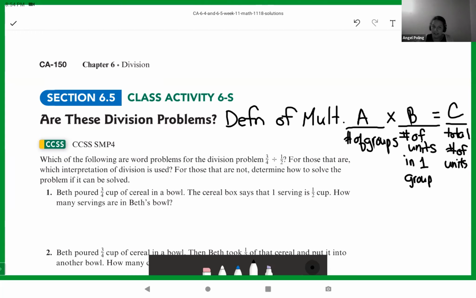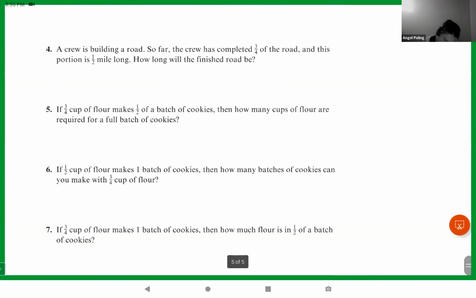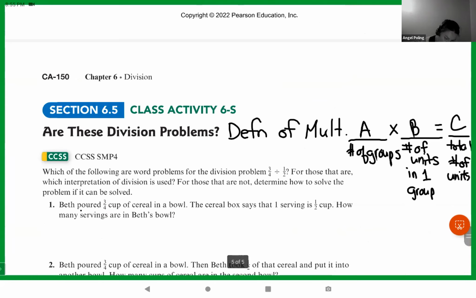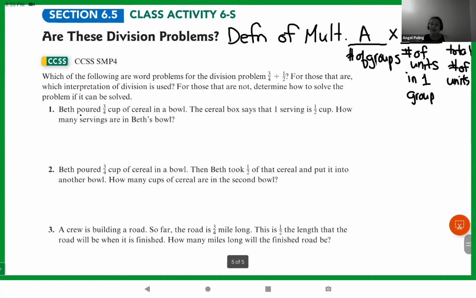Let's take a look at each of these problems. We've got, let's see, 7 problems here. Some of them are, and some of them aren't. And the way we figure it out is through our definition of multiplication.